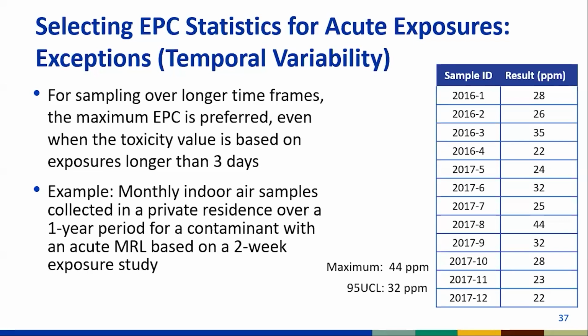Later in this presentation, I will introduce some reality checks for calculated EPCs. These checks include comparing maximum concentrations to corresponding 95 UCLs. In cases where the 95 UCL exceeds the maximum concentration, it may be more appropriate to use the 95 UCL.